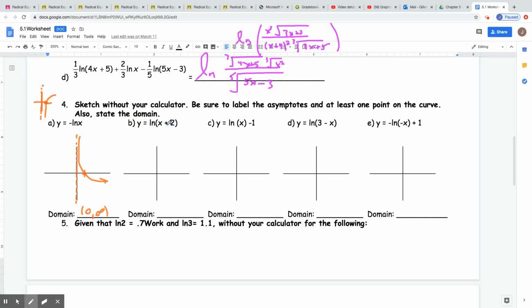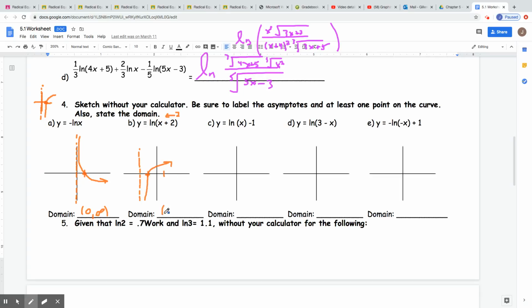All right. When you have a number inside the parentheses, this shifts it left or right. You set this equal to 0. So this is going to be -2. So it just shifts it to the left 2. So we normally are at 1, 0. We shift it to the left 2. We are going to be at negative 1, 0. And our asymptote is going to be at 2. And it looks just like that.